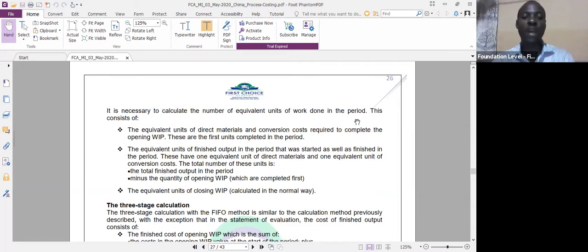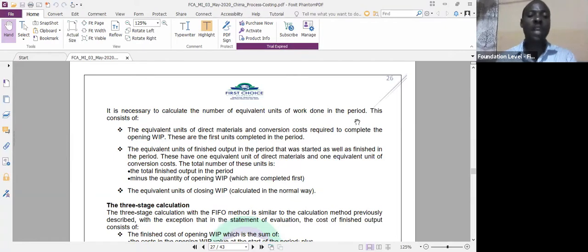This consists of, one, equivalent units of direct material and conversion cost that is required to complete the opening work in progress. So it means that when you have your opening work in progress, we say that maybe labor or conversion is 40% completed. What it means is that we need 60% more to complete it. So we are going to be looking at what is the material and conversion that is required to complete the opening work in progress. That's the first thing.